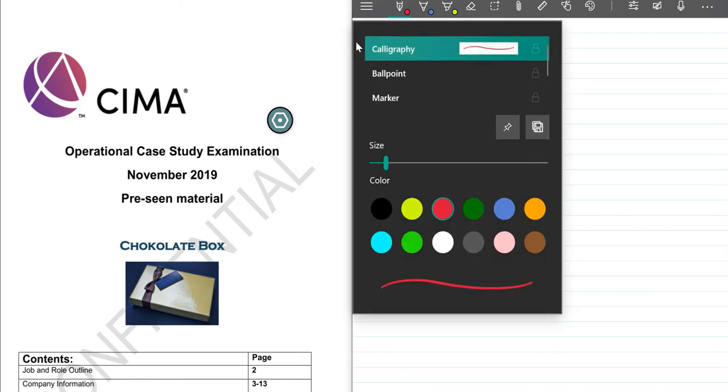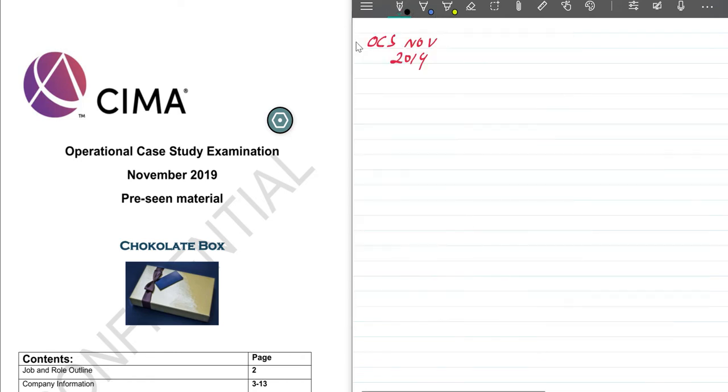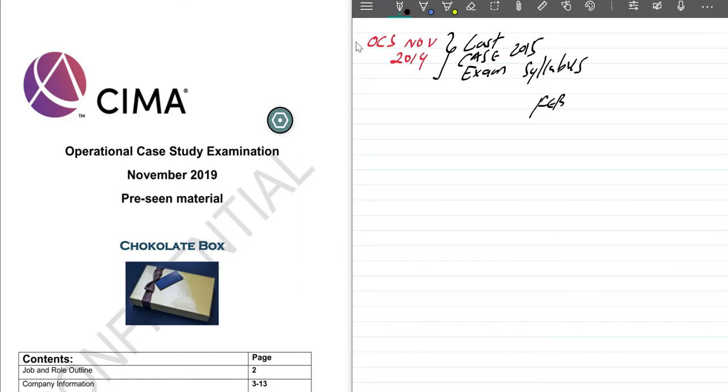Now students, before I start with the analysis, I just wanted to give you some idea. This time, November 2019 will be the last case study exam for the 2015 syllabus. The February 2020 syllabus will be a new syllabus case study. In the new syllabus case study, they will be adding a new skill called technological skill.